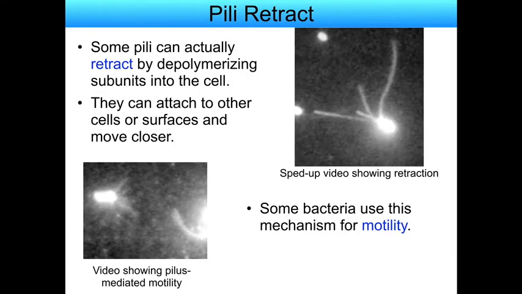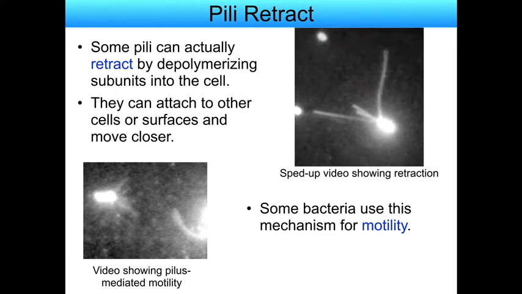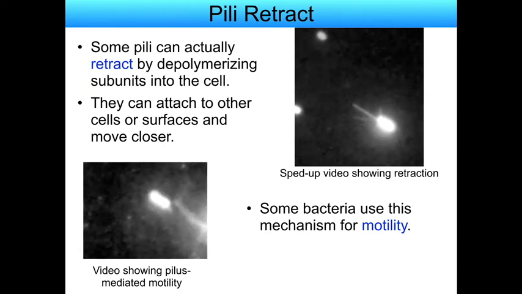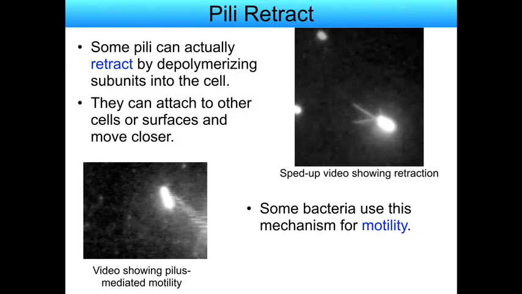Now, as I alluded to, the pili can actually be used for locomotion. So if you look in the upper video on the right, you can see pili retracting. And this occurs by depolymerizing subunits into the cell. Now that video is sped up, as is the next one on the lower left. You can see motility on the one on the lower left. So the fishing line's thrown out, it attaches to a surface, and then the bacterium pulls itself forward.